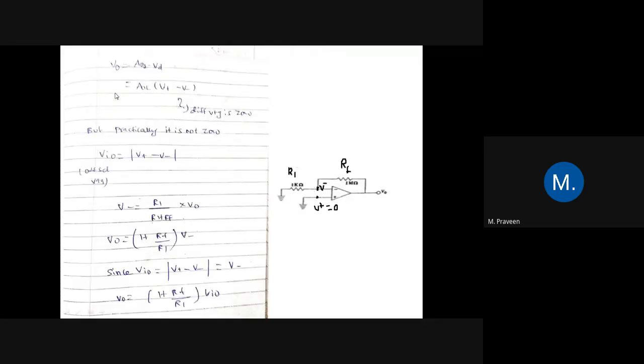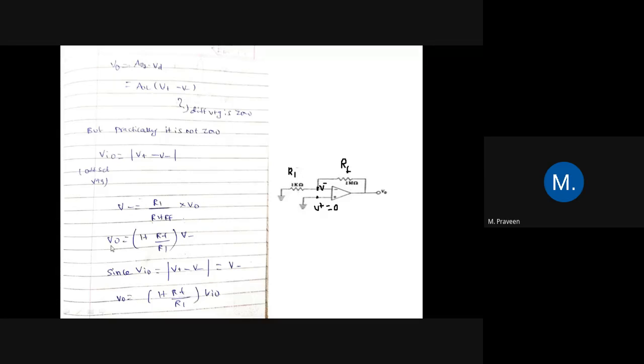Now we can write V naught equal to AOL into (V plus minus V minus). Now V plus minus V minus is nothing but the offset voltage. Now we have to apply the nodal voltage here to find V minus. V minus is nothing but V naught times the opposite resistance, R1 over the summation of the two resistances, R1 plus RF. So V minus equals R1 divided by (R1 plus RF) into V naught.